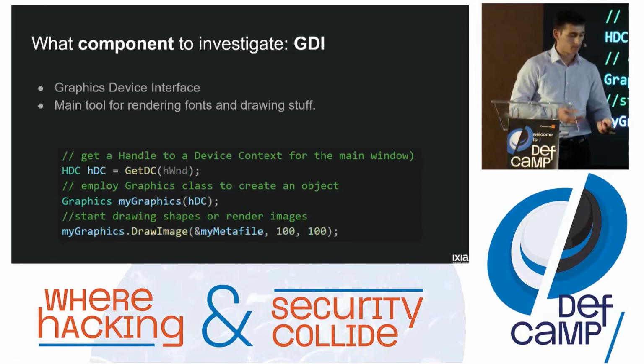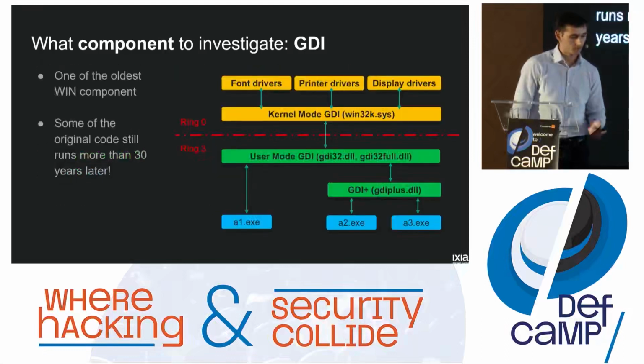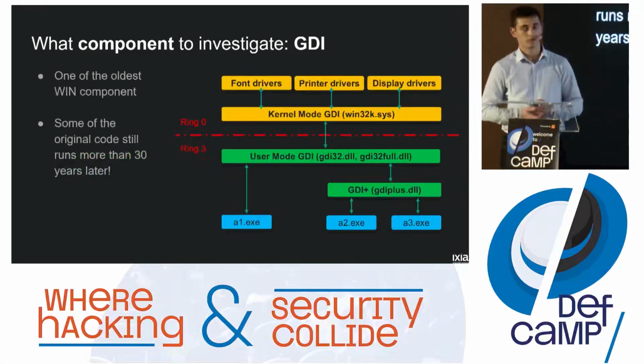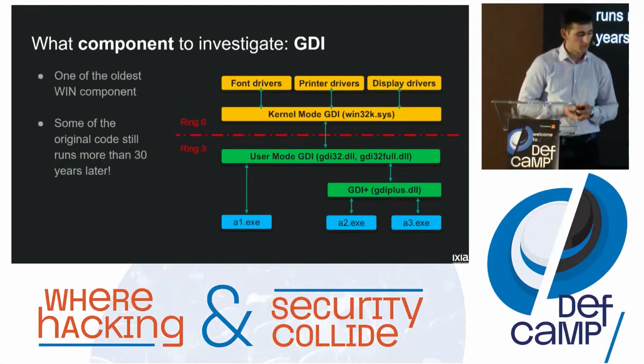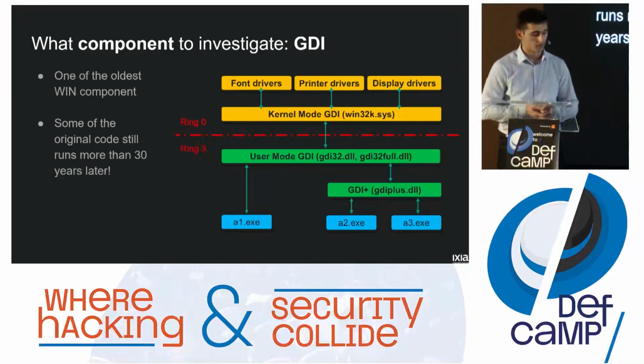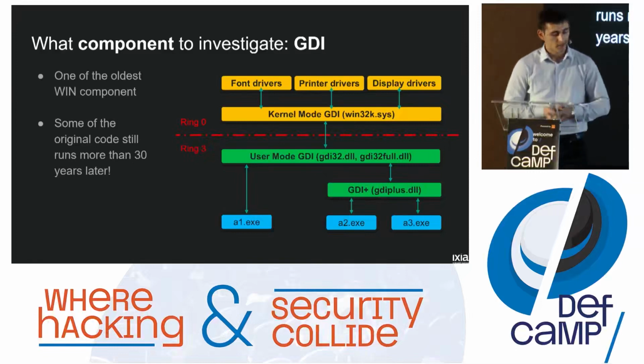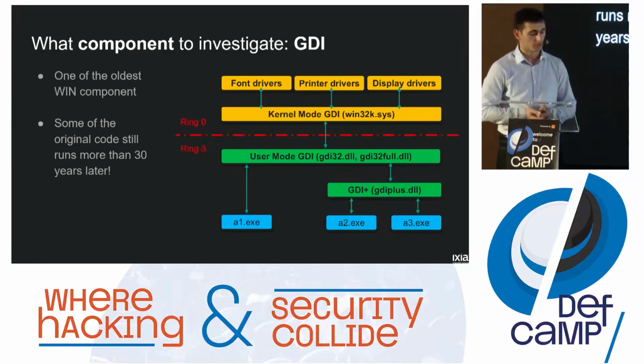What happens beyond the API? Let's see. So this is an oversimplified architecture of the GDI component. On one side, in user mode, we have the user mode GDI. This has been around since the beginning of Windows. It provides you an API that you can use in order to do this kind of operation.